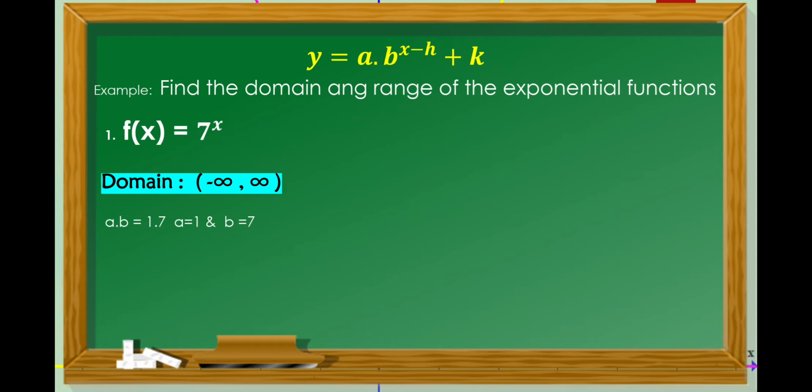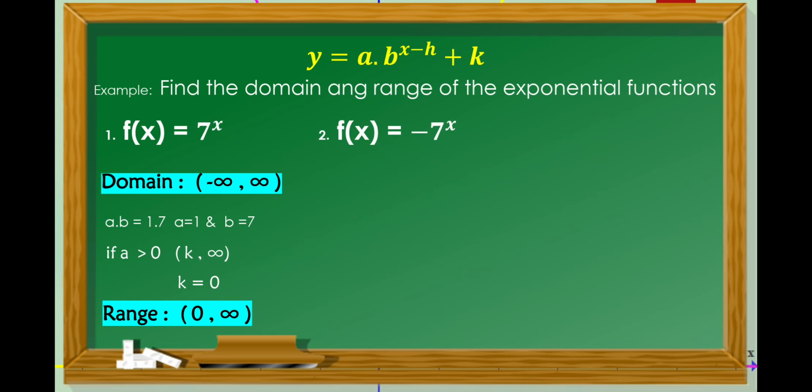Since the value of a is 1, 1 is greater than 0. So if a is greater than 0, the range will be the value of k up to positive infinity. Now, what is the value of k? From the given function, f of x is equal to 7 raised to x, there's no value of k. Therefore, k is equal to 0. So the range now is 0 to positive infinity.